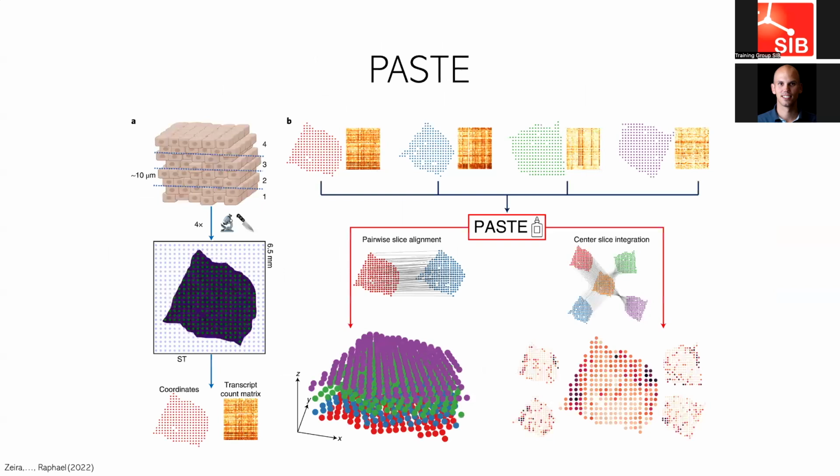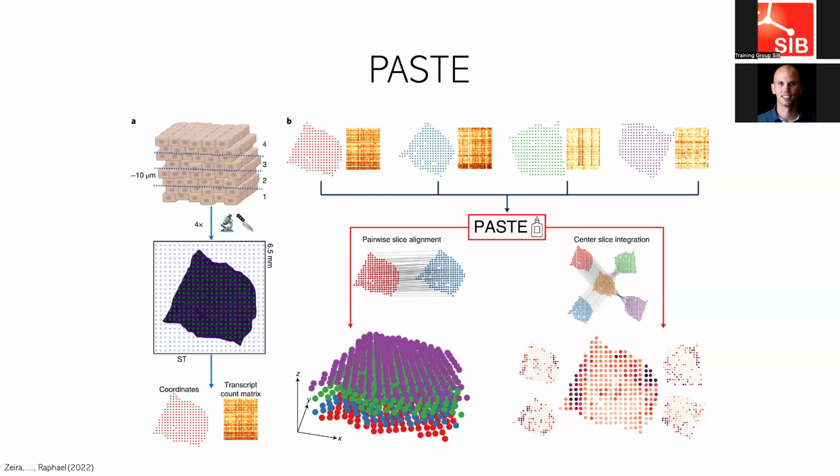I'll try to go through a couple of examples so you get an idea of what they are trying to do. One of those is called PASTE. Again, you have your tissue, and you have taken multiple slices, and in each case, you have the coordinates of the spots or the locations, and you have the gene expression matrix that associates each of these spots to a gene expression vector. PASTE is based on optimal transport again, and that's why I said it's a hot topic now, because you can use it for multiple things.